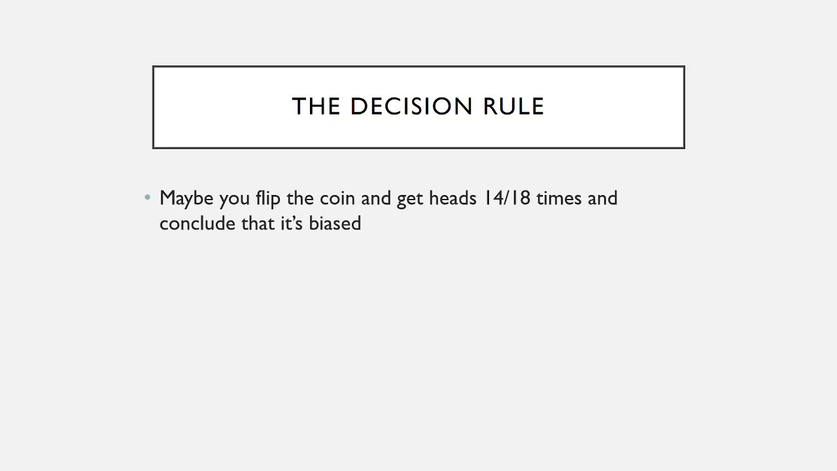So going back to our coin flip example, maybe we flip our coin, we get heads 14 times on 18 coin flips, and we conclude that it's biased. You might be thinking to yourself, that's a pretty reasonable conclusion. That's not going to happen every day. Yes, that's true, but it's still theoretically possible. Of course, it's theoretically possible to get 14 heads on 18 coin flips. Could be that it's a fluke. Could just be, as my man Fred Durst said, just one of those days.